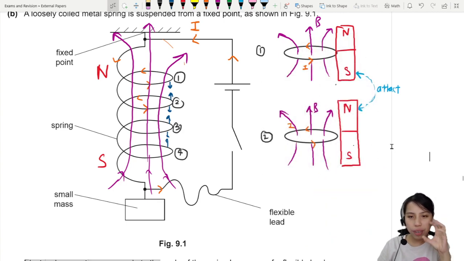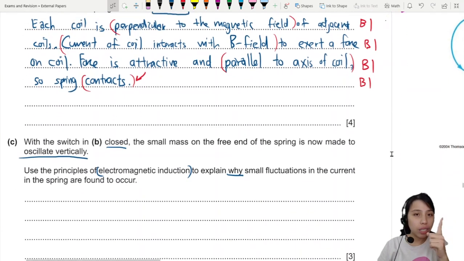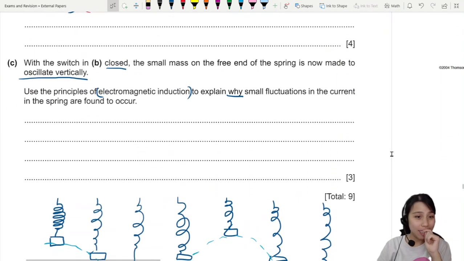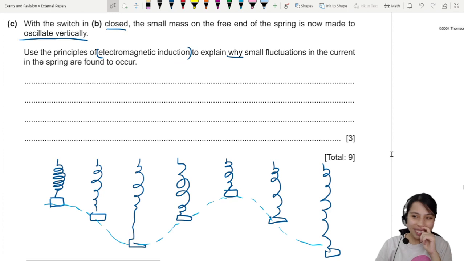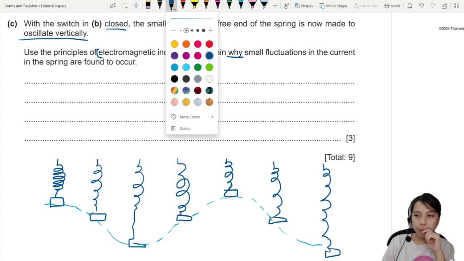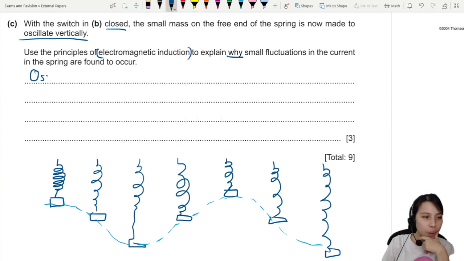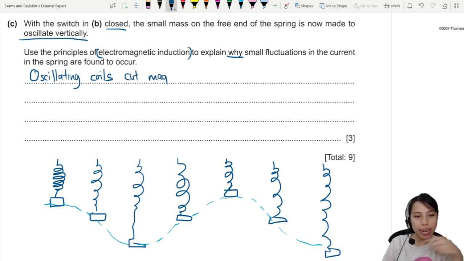When it's contracted, the flux is very strong. So when you say there's change in flux, somebody does not like the change in flux. Coils do not like change in flux. They will oppose that change. So let's talk about that. The oscillating coils, we're going to treat each turn as its own coil. So oscillating coils cut the magnetic flux of their neighbors.